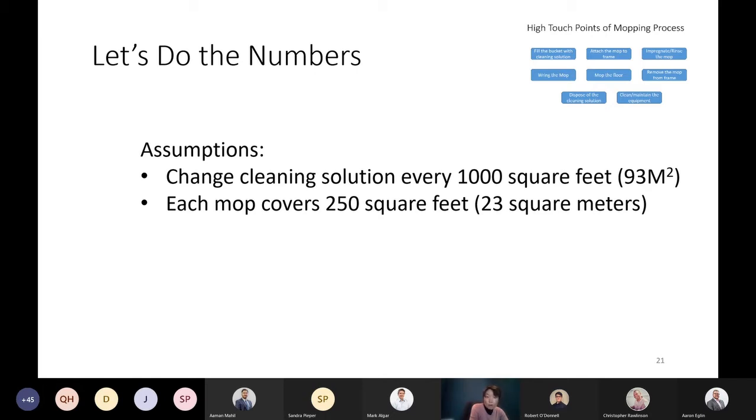And also, we need to take into consideration the capacity of the mop, meaning on average, how many square meters each mop covers before a user or an operator has to go back to the system to reprocess that mop. So the assumption we built into here is about 23 square meters coverage for each mop, meaning that after a user covers 23 square meters, he or she has to go back to the system to rinse the mop, and then reprocess the mop.